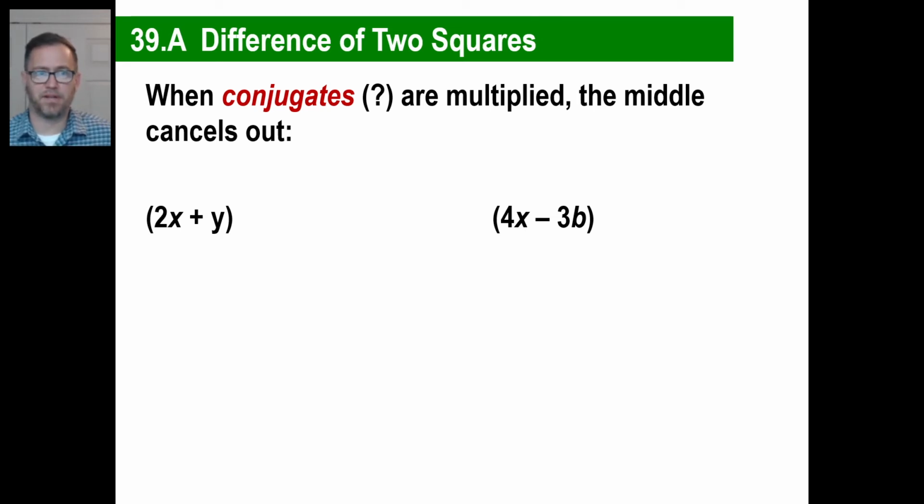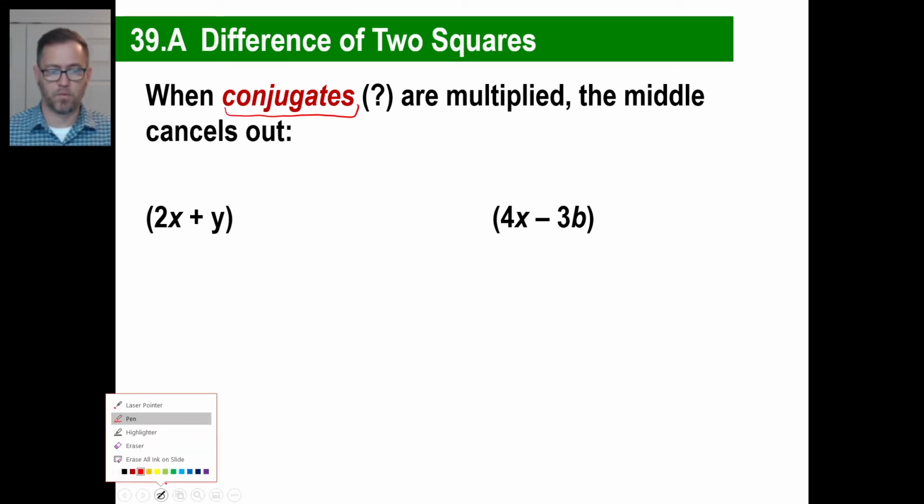Hey guys, a couple of things today, a little bit of geometry, but first, this weird thing for factoring. It's very interesting. Okay, first off, when conjugates are multiplied, the middle terms cancel out. This is weird. Now, what's a conjugate? Make sure you know what we're talking about when somebody says conjugate.